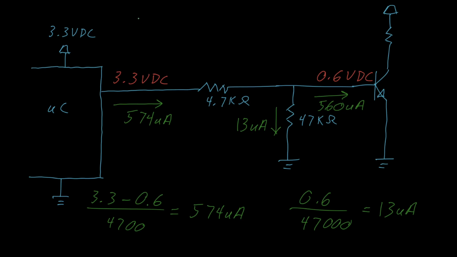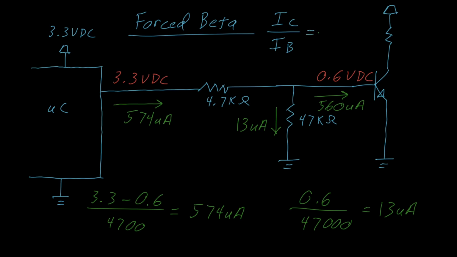If we assumed a forced beta, with a ratio of collector current to base current equal to 10, we conclude that the maximum current for this particular setup is this base current times 10, which is about 5.6 milliamps.